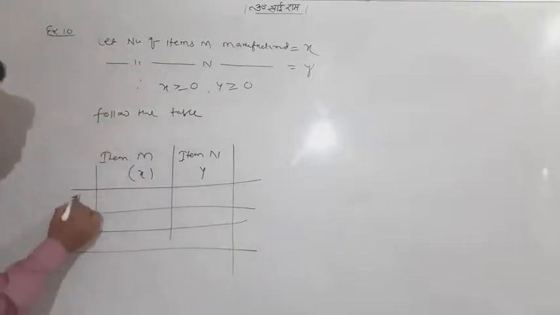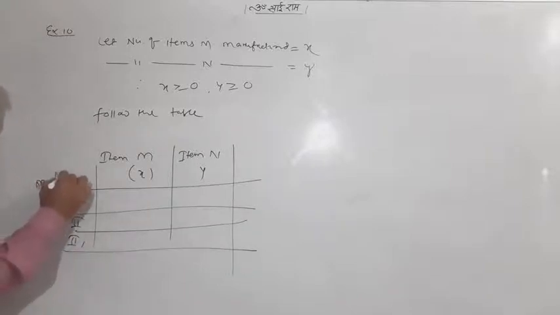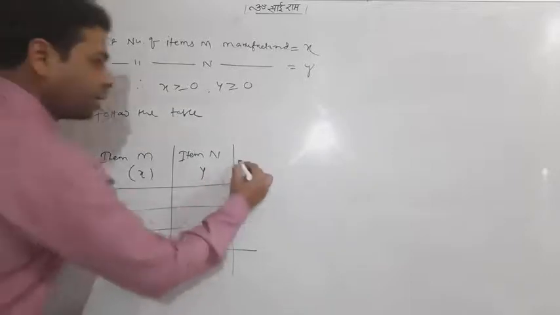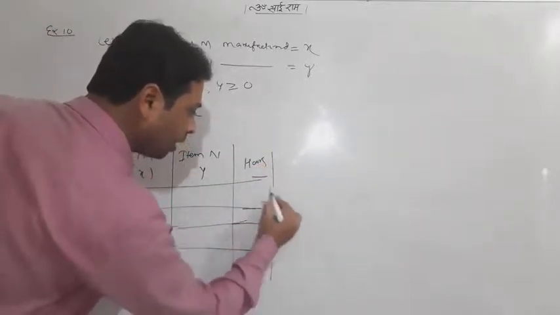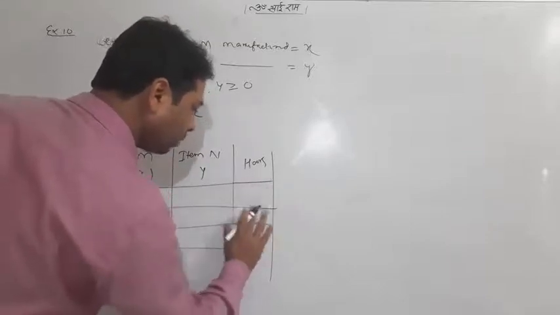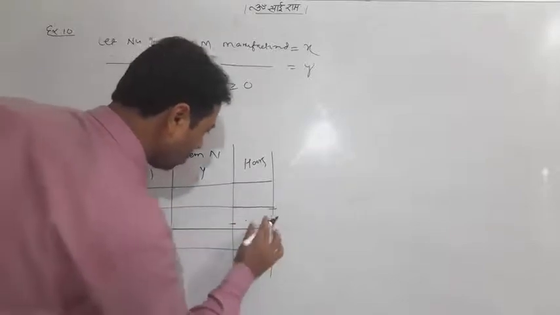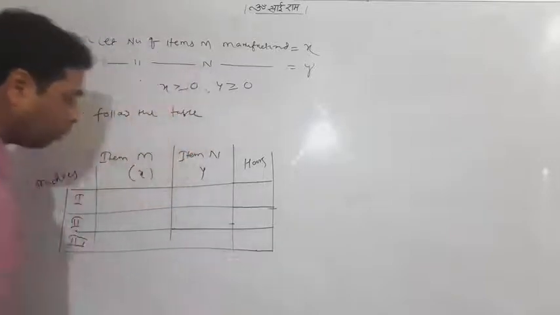These things I will adopt: first, second and third. These are machines 1 to 3, and these are the available hours. The range of hours is given. So students, this is a simple table which I changed from my side.